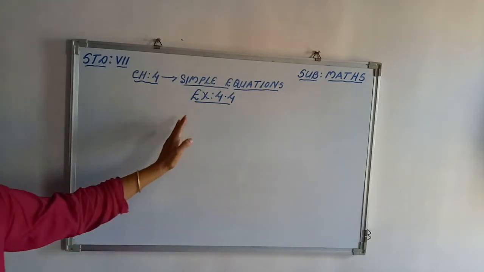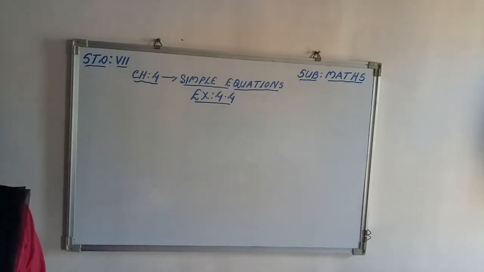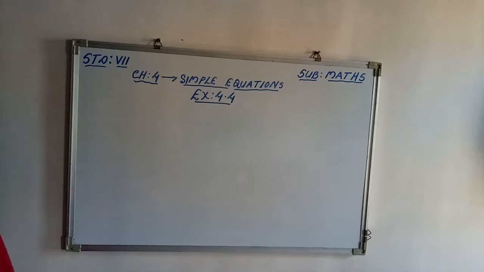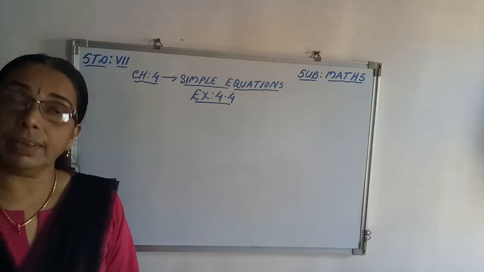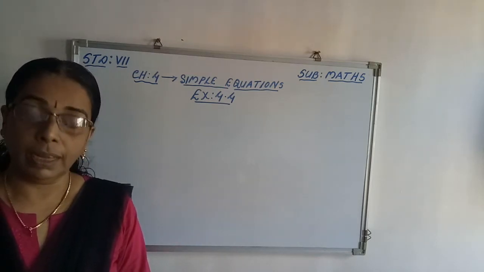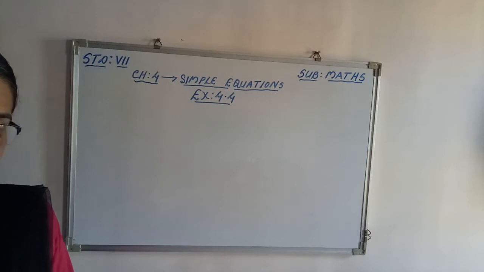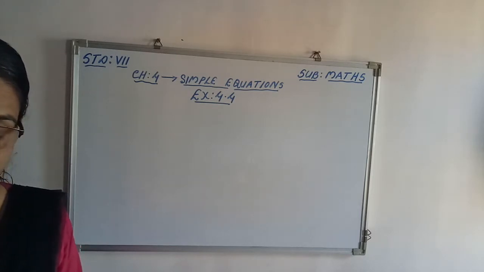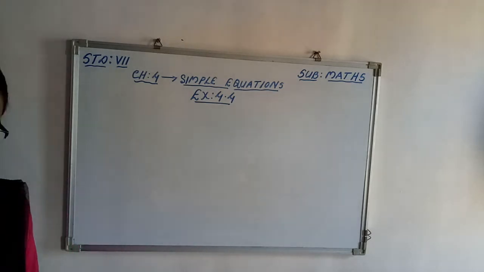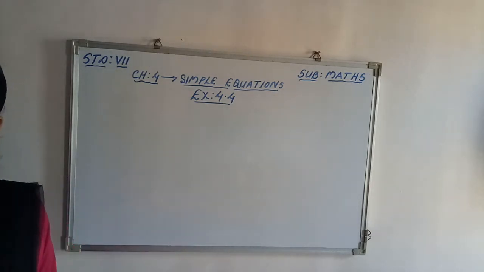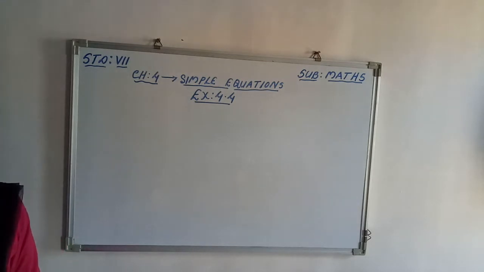So to solve the sums, we can start with exercise 4.4. Open your textbook. Exercise 4.4, which is on page 91. The first question: set up equations and solve them to find the unknown numbers in the following cases. Some statements are given. You have to frame the equations and then solve them. That means to find out the unknown which is given in the statements.